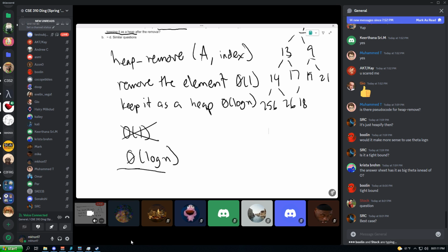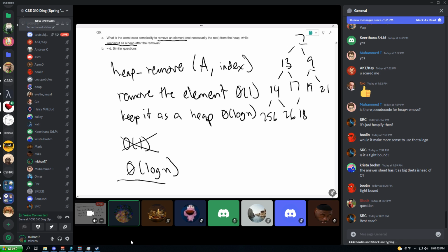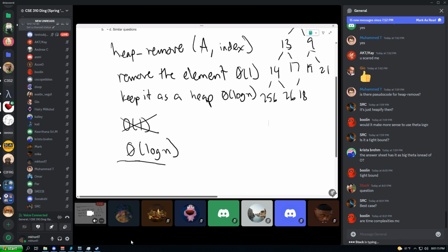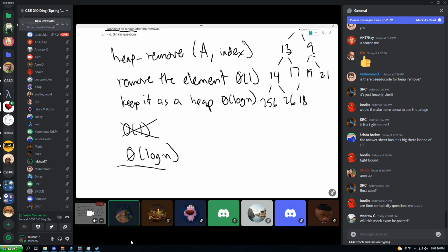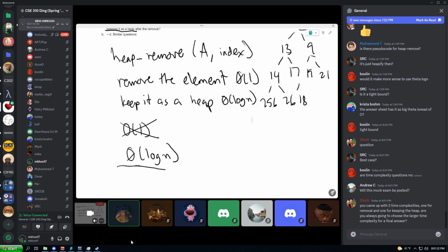Best case? If you wanted the best case, it'd probably just be big O of 1, because all you could do is say, hey, it was already here. I never had to move it, so I have to call heapify once, and that's it. That'd be your best case, but literally no human being would ever consider asking for best case, so you should be fine.